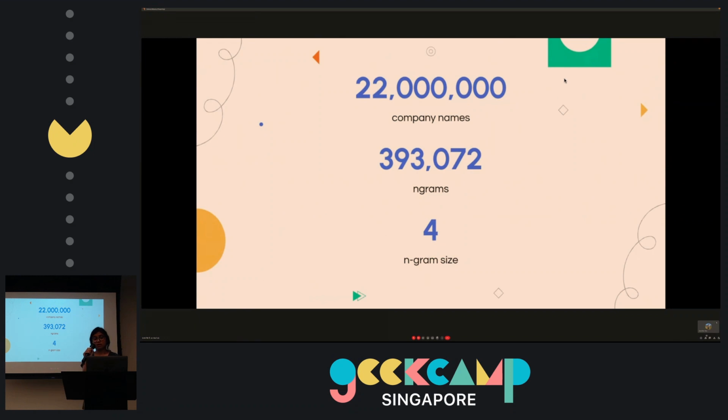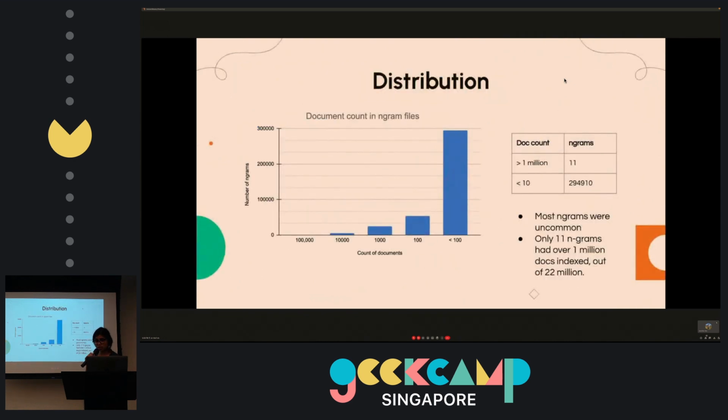At the first go, what we indexed was 22 million company names. It generated about 400k ngrams, 393k to be exact, and we used an ngram size of 4. And this is what the distribution looked like.